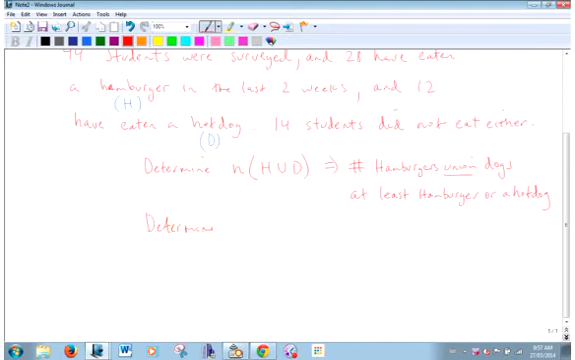Determine the number of H intersection D. And that's a funny arrow. That means, what's this in English? Sorry, intersection. Thank you. I'm getting old, guys. Number of hamburgers and dogs, right? Okay, so that's the intersection. Yeah, ham and dogs. Now it's starting to sound like sandwiches.